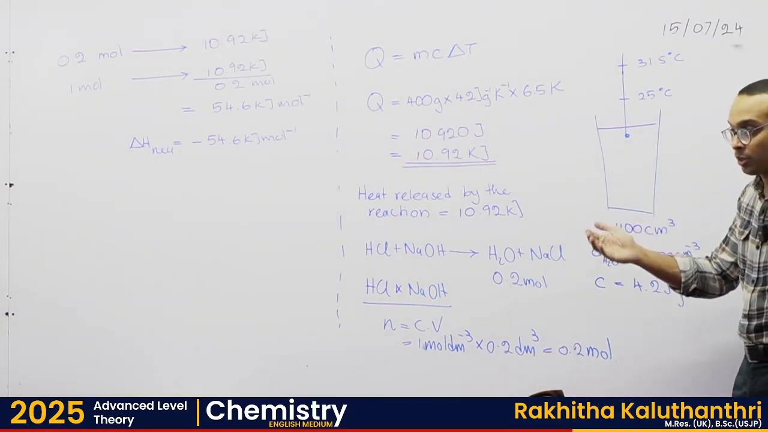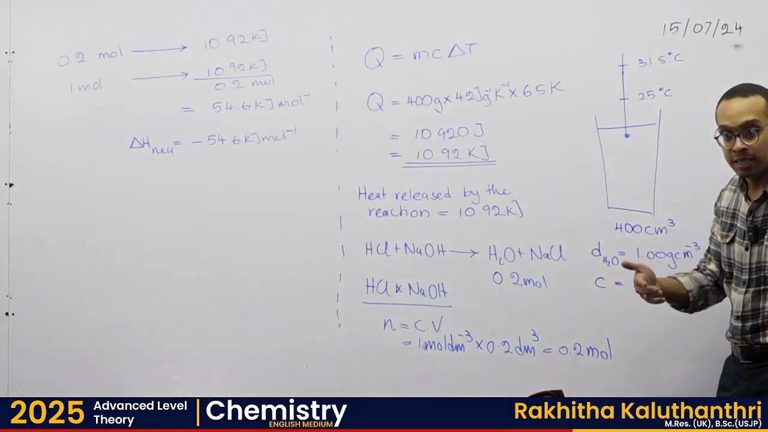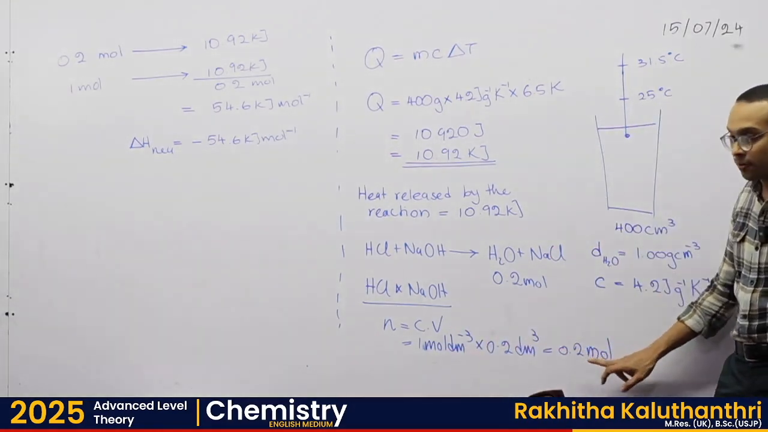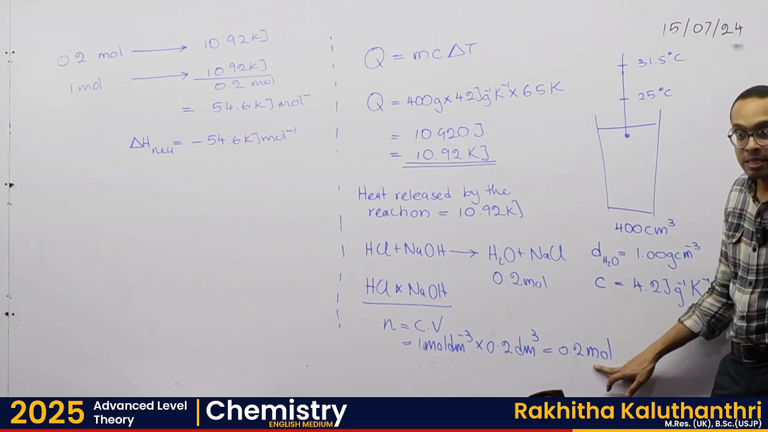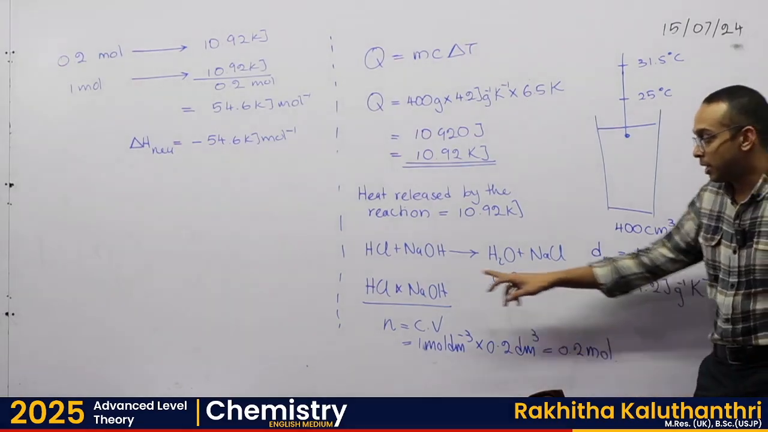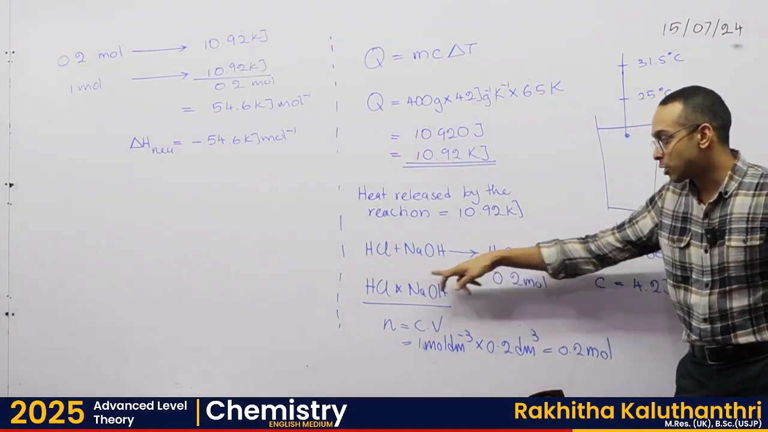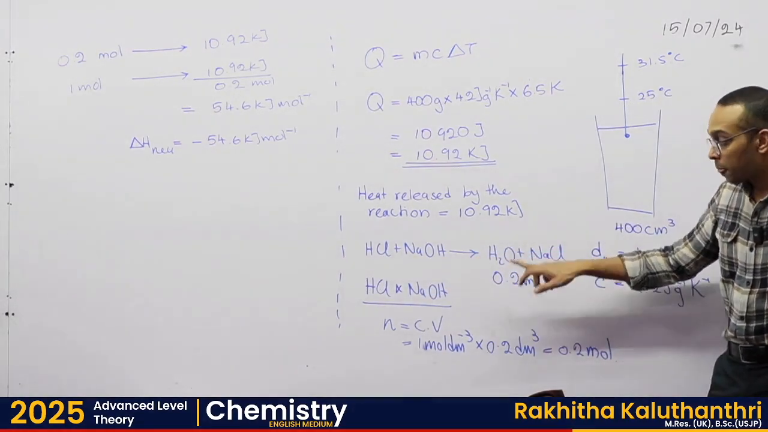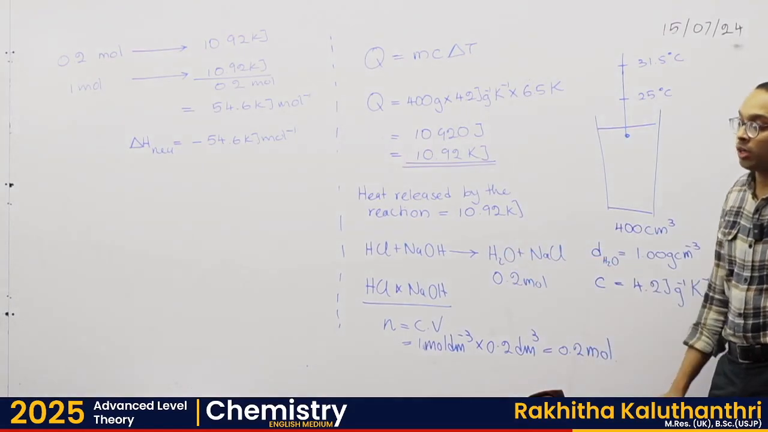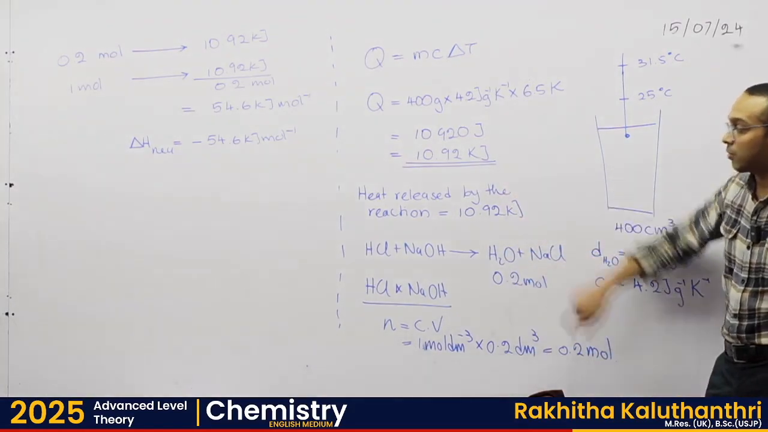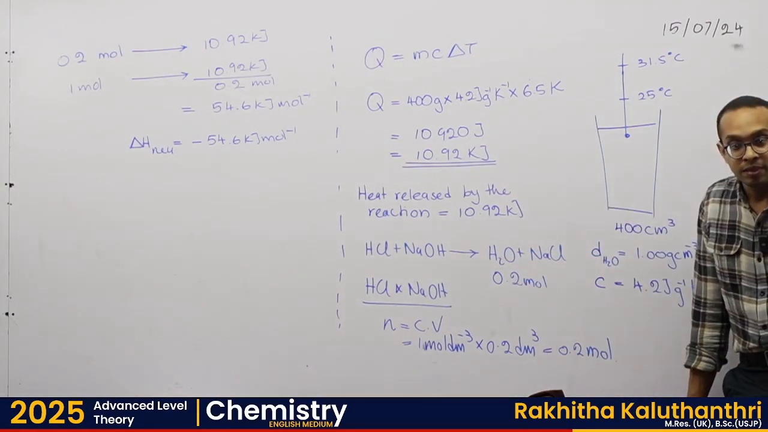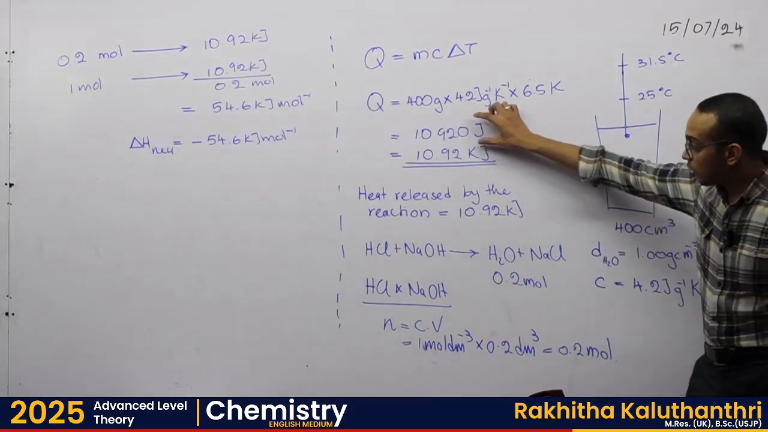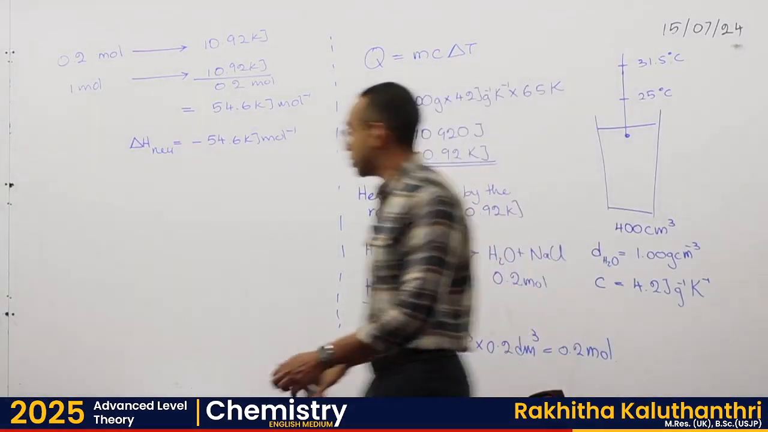200 milliliters of sodium hydroxide as well as 200 milliliters of HCl. So in each solution we had exactly this many moles of acid and base. So 0.2 moles of acid and 0.2 moles of base react to form how many moles of water? 0.2 moles, right? So when 0.2 moles of water was getting formed, this much energy was released. Is it understood now? Is that clear? So this energy was released when 0.2 moles of water was formed.